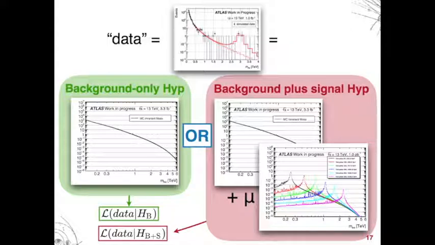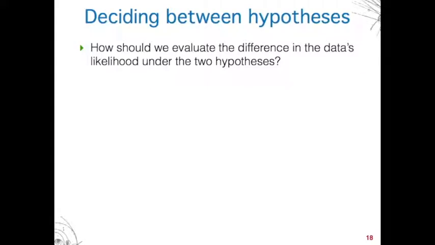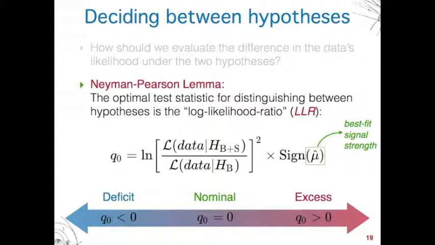Let's say we do this test, and we, of course, find some discrepancy between the two models. How do we quantify, or how do we evaluate that difference? The Neyman-Pearson lemma actually tells us that the optimal way to distinguish between these hypotheses is to construct what we call a test statistic, a discriminator, if you will. And this is called the log likelihood ratio for obvious reasons. We simply take those two log likelihoods and put them into this format.